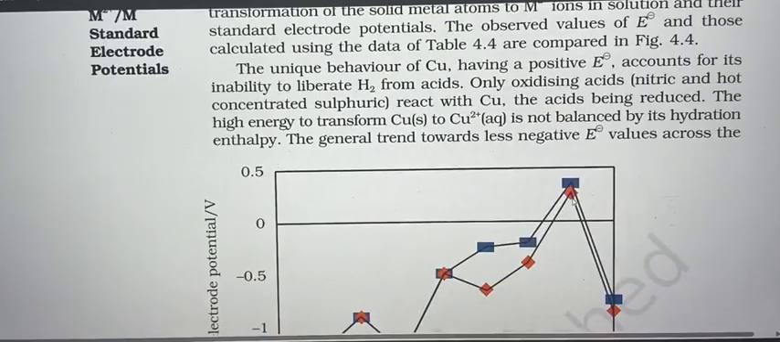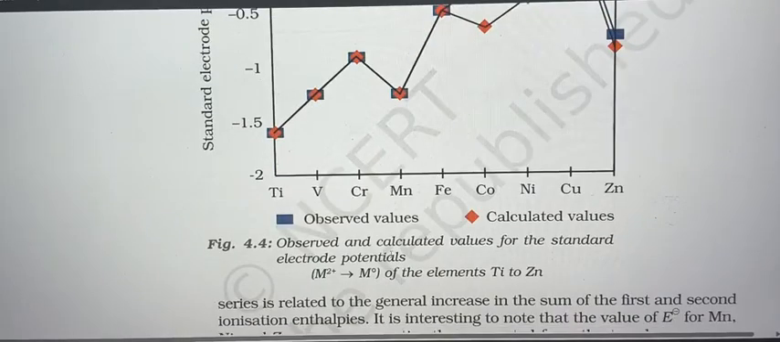Then you come to copper. Copper, though, is going to positive only. Why is that happening? Generally, it's not even liberating H2 from acids. This means that copper is always ready to take an electron and convert back. Generally, copper should be able to give electrons to liberate H2 whenever it is reacting with acids, but it doesn't, because it wants to take the electron and quickly convert to copper.